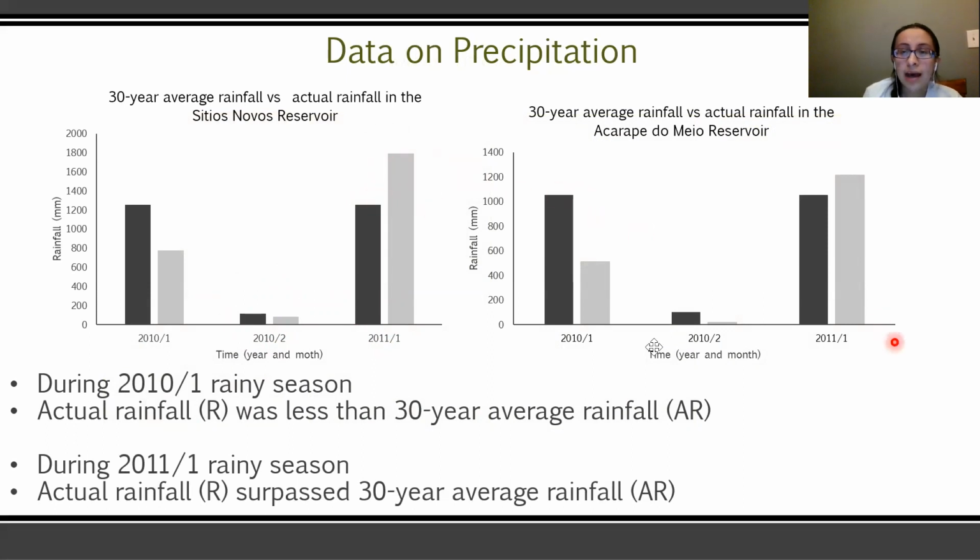The same thing happened in the Acarape do Meio reservoir. In the first rainy season, the 30-year average rainfall, represented by the dark bar, was greater than the actual rainfall, represented by the gray bar. Then in the dry season, again, the 30-year average rainfall was greater than the actual rainfall. And then in the last group, the actual rainfall, represented by the gray bar, was greater than the dark bar, which means that the actual rainfall was greater than the 30-year average rainfall. So it means that there was an overflow of rainfall for both reservoirs during the second rainy season, in the year 2011.